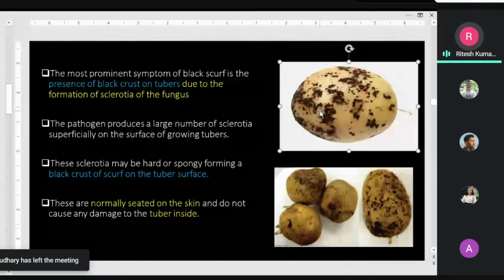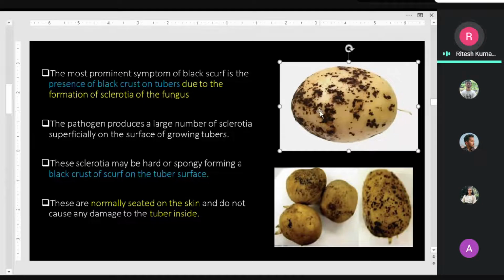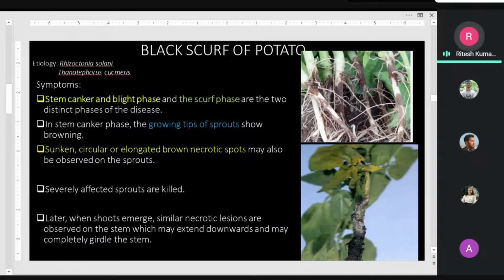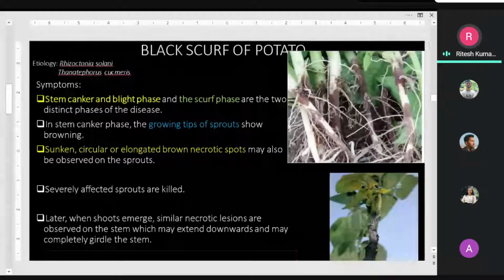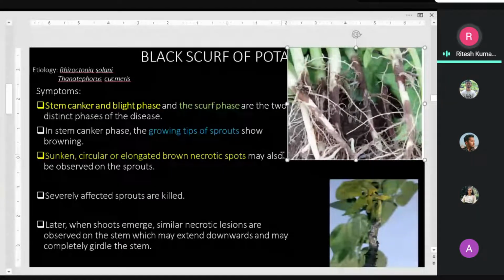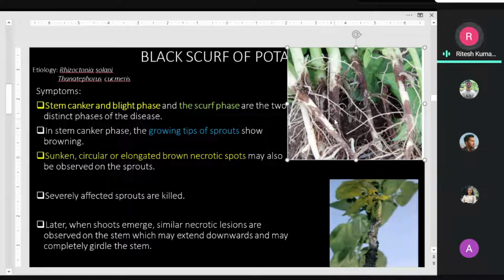This problem is seen in many potato growing areas of Nepal, generally in areas with high rainfall. The stem canker phase is not generally reported in our case, but it can occur if susceptible varieties are used. In case of stem canker, if there is a high amount of Rhizoctonia solani inoculum, its symptoms may be seen on the growing tips of the sprout.